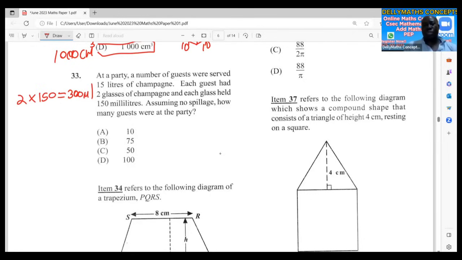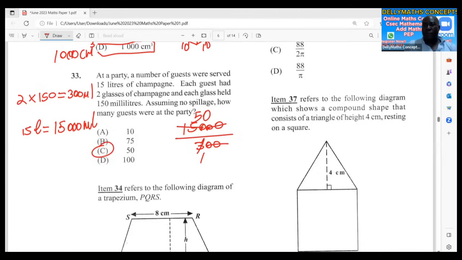Now, in order to execute, I want to convert our 15 liters to milliliters. It's going to be equivalent to 15,000, because for every 1,000 milliliters, it's 1 liter. So this becomes 15,000 milliliters. If I want to know the number of guests, I'm going to divide the amount each guest has into the 15,000. You could take off the zeros: 3 into 15 is 5, 3 into 0, 0. Our answer is 50 right there. 50 persons were there.